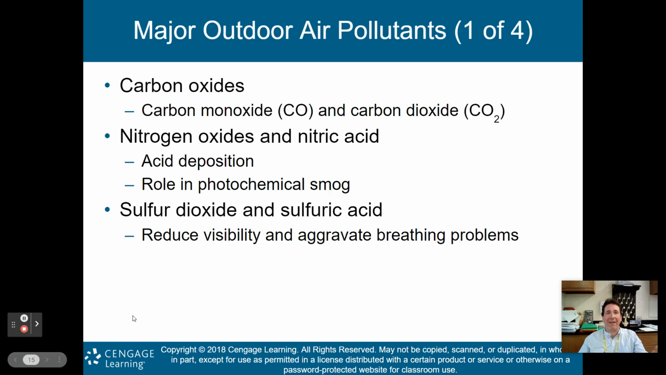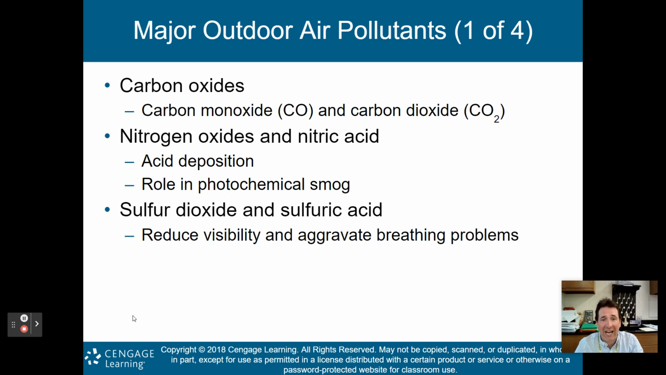All right, so here are your major outdoor air pollutants. Again, we looked at that chart. Here are the ones you really need to concentrate on. So we have the carbon oxides, carbon monoxide and carbon dioxide. Those are the primary pollutants we spoke about. Nitrogen oxides and nitric acid lead to acid deposition, which is acid rain. They also play a role in photochemical smog. We'll talk about that more in a second.